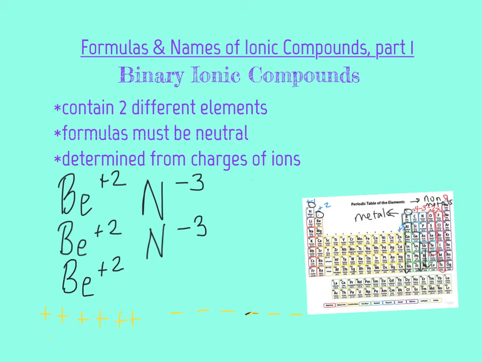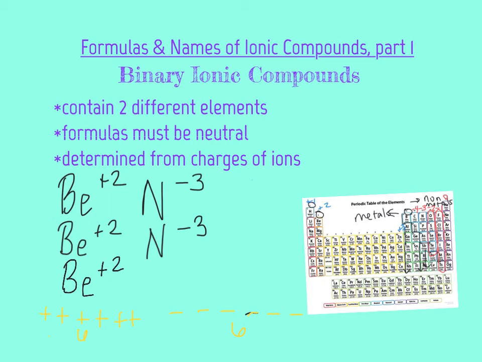So let's take a look here. I have 1, 2, 3, 4, 5, 6 positives. And how many negatives? 1, 2, 3, 4, 5, 6 negatives. So are they equal now? Yes. Now I can write my formula.